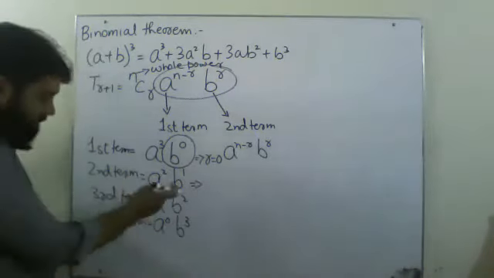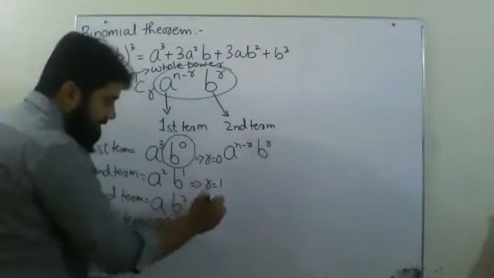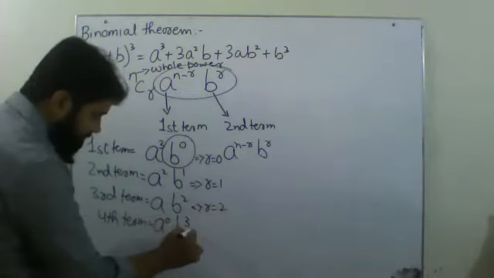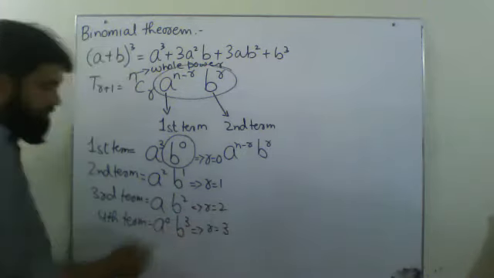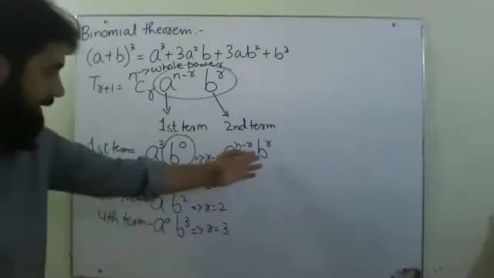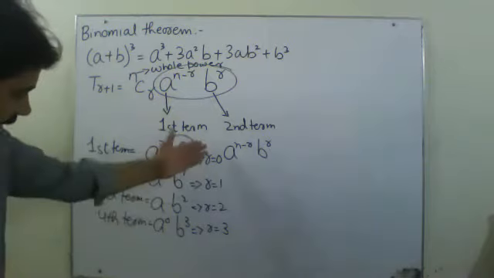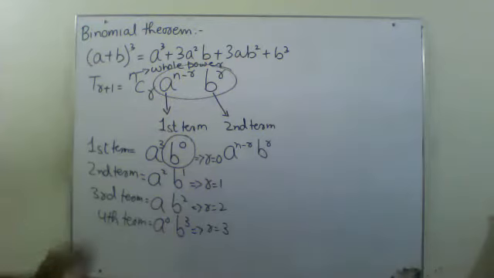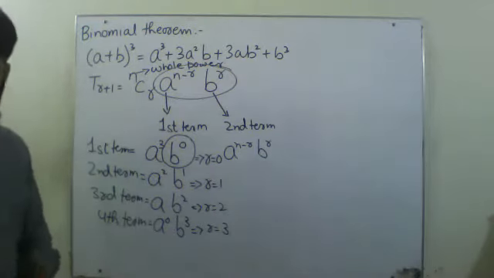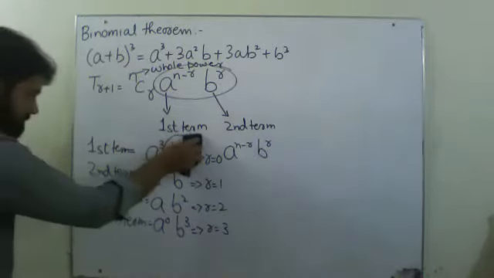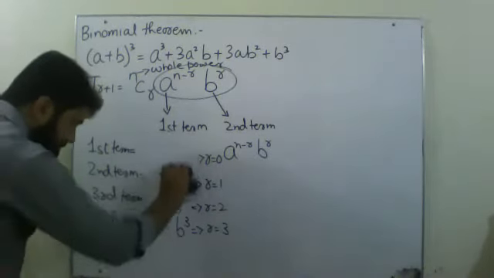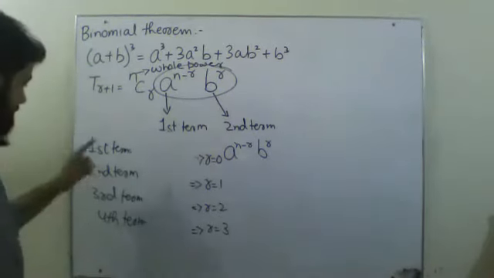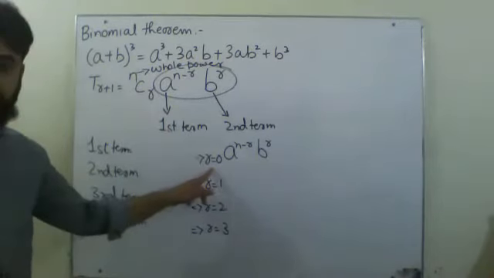B to the power 1, b to the power r, it means r is 1 over here. In this one, r will be 2. In this one, r will be 3. When I'm comparing it with this one, I have written what the value of r will be for this term, this term, this term, and this term. Now, let's compare it with something else. First term, r will be 0.